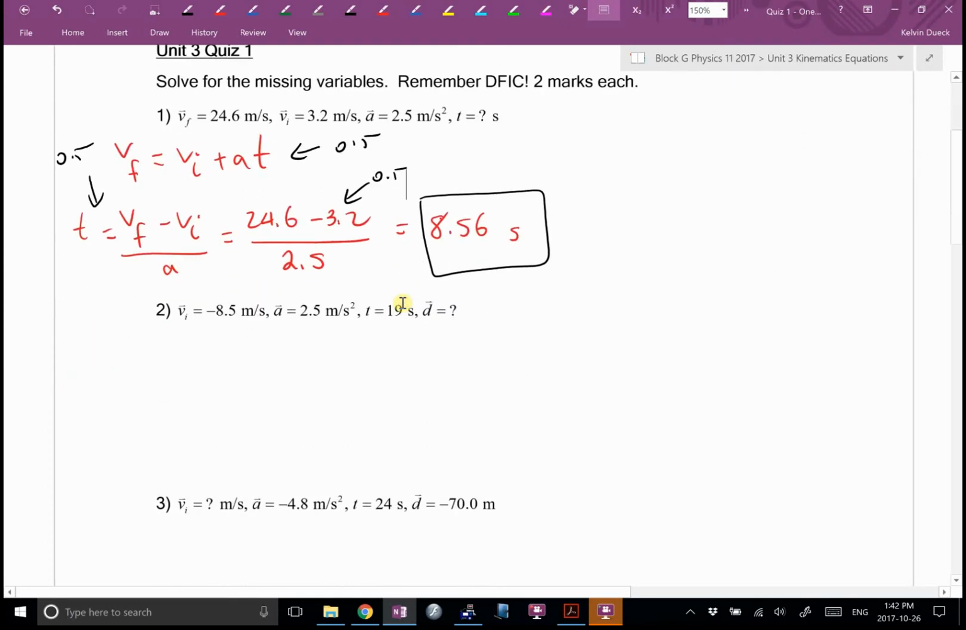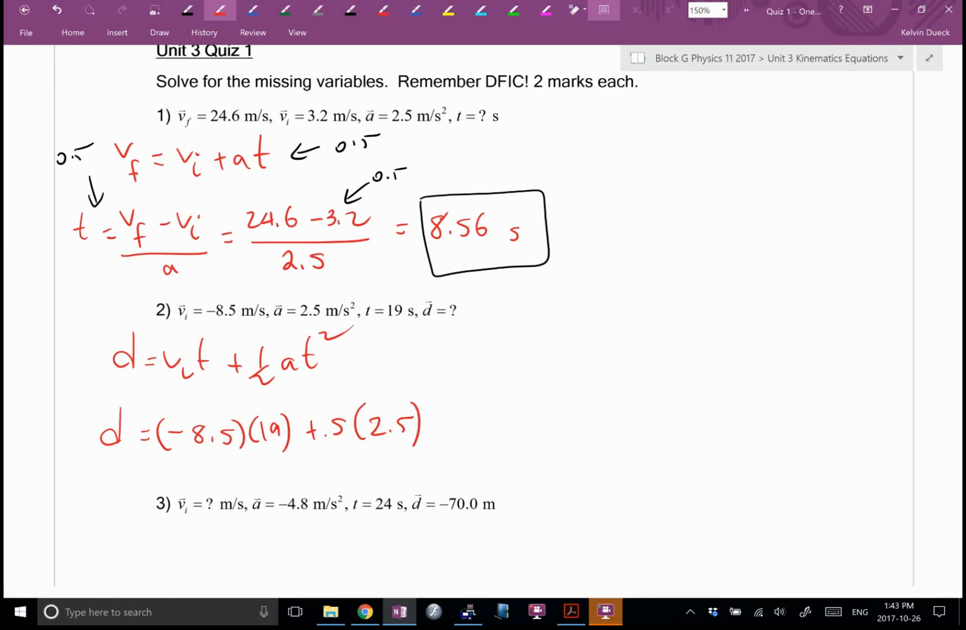Number 2. I got a D, a VI. Oh, this one's going to be nice. I can use D equals VIT plus a half AT squared. I got to get the D by itself. Knock, knock. Who's there? It already is. That you zing over here. Okay. It's going to be VI. I guess we started out going backwards. 19 is T plus 0.5. We're traveling backwards, but we're accelerating forwards, which means I think we're going to end up slowing down, coming to a stop, and then starting to go forwards. We might even end up in front of where we started from. I don't know.